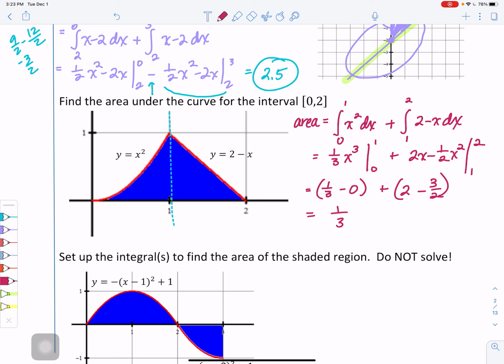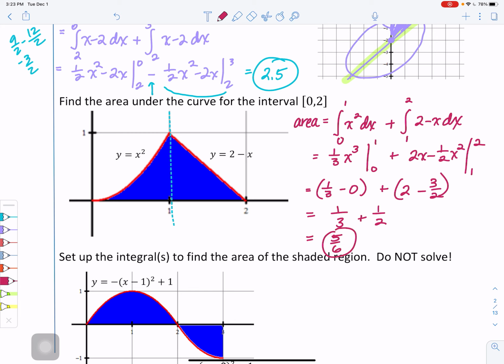So that would be 1/3 plus, minus, there you go, you see, you have to keep track of me, 2 plus 4/2 minus 3/2 is a positive half. And you'll end up with 2/6 plus 3/6, and that's 5/6. And you could just say 5/6 units if you'd like.